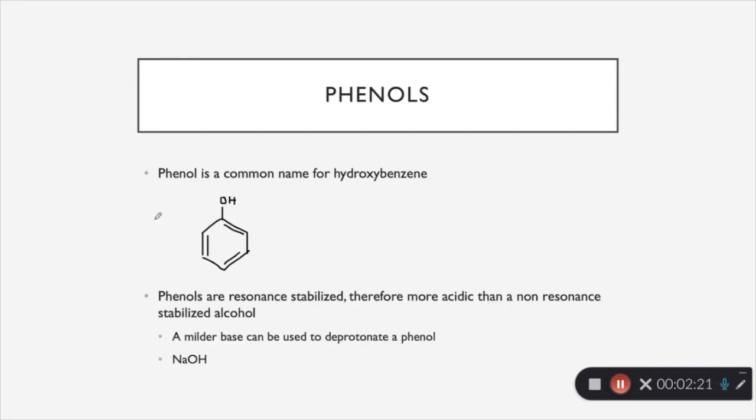So now we're going to talk about phenols. A phenol is a common name for a hydroxybenzene. So you can see here that the main group on this is going to be the benzene, and that's why the hydroxyl group here is going to be a hydroxy substituent. Phenols are resonance stabilized, therefore they are more acidic than a non-resonance stabilized alcohol. So what this means is that if you have a phenol, you can use a milder base to deprotonate it, and you can use something more common like sodium hydroxide.